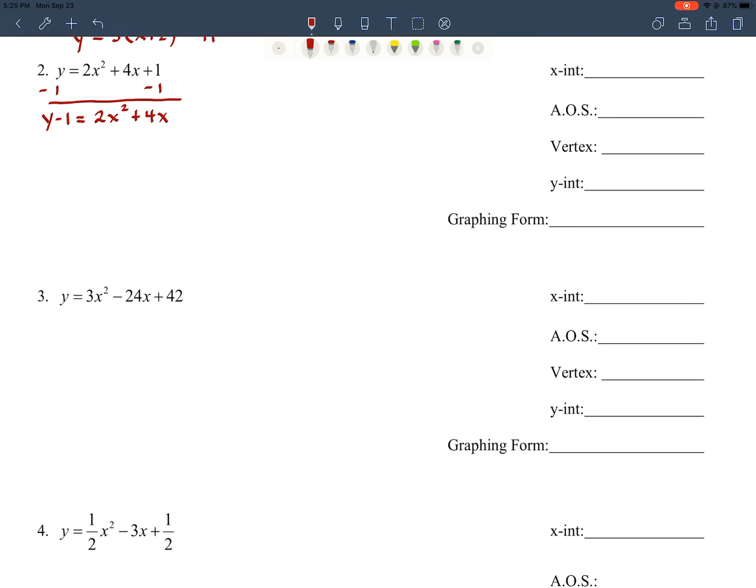Remember, the next step is to factor out a. So this isn't the greatest common factor. It's just a that's being factored out. So we've got a 2, and then we've got x squared plus 2x. Nothing has happened to the left side yet. Now we will complete the square.